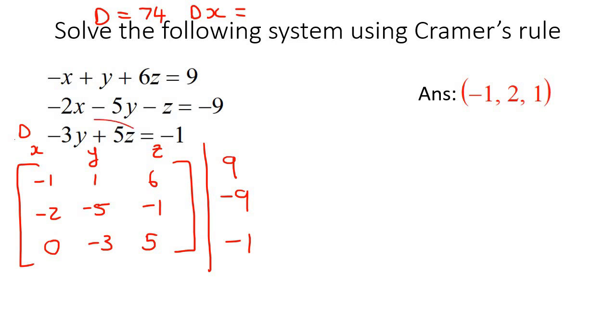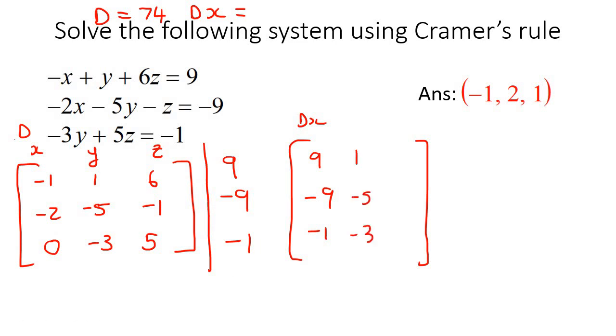Okay, so I'm not going to change this because I want to remember what the original looks like, but I'm gonna make a new one over here. So this is going to be our dx determinant, and so we're going to have a 9, -9, -1. You see I've replaced all of this with these numbers over here, and then the rest stays the same. So 1, -5, -3, 6, -1, and 5.